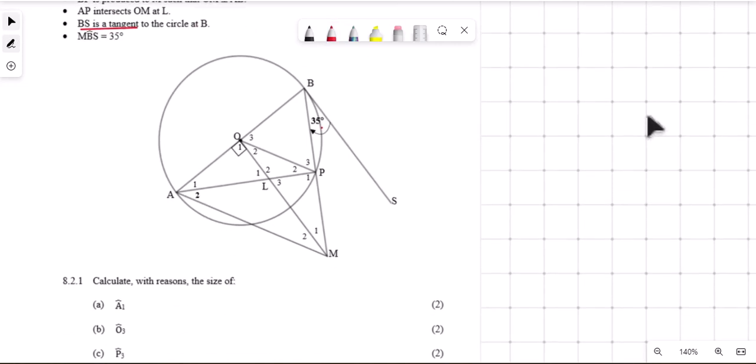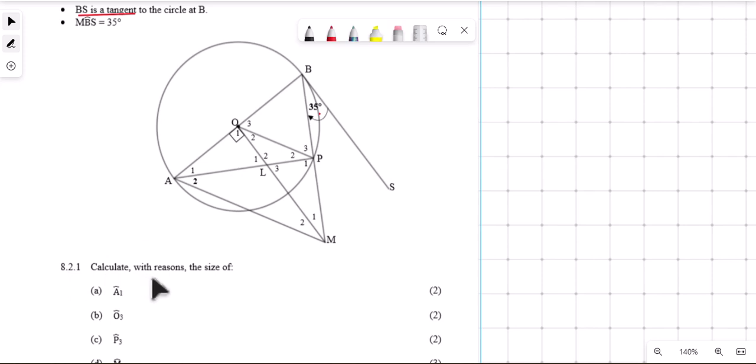Now let's go to the question. Calculate with reasons the size of angle A1. We already got it, eh? Yes. A1 is equal to what? 35 degrees. Thank you. And then what is the reason?